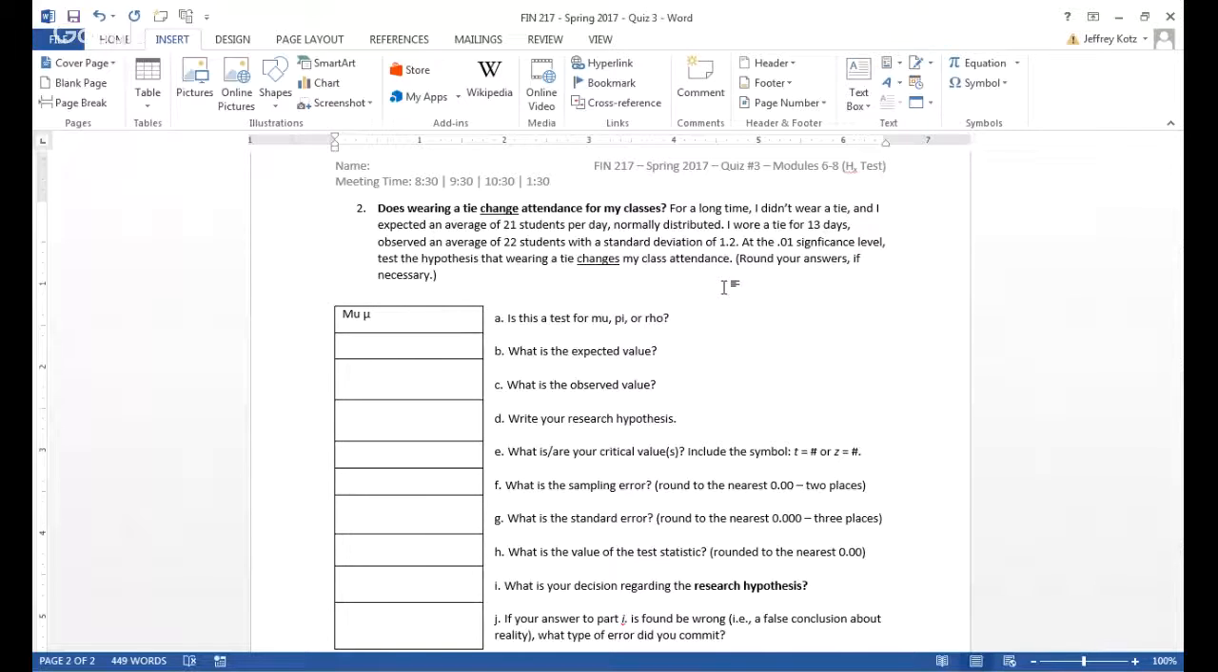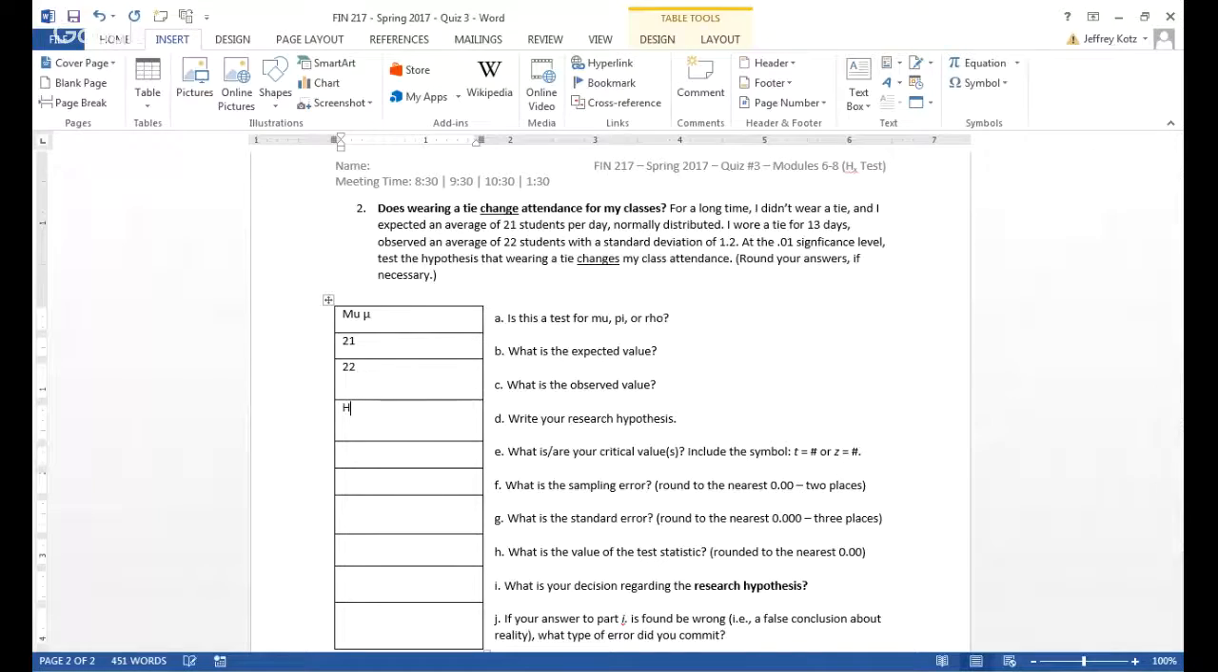Anyway, for a long time, I didn't wear a tie and had expected an average of 21 students per day, normally distributed. It's good to know that that's a normal distribution because my sample size, 13 days, is less than 30, and that's where I'm getting my standard deviation. It's important to know that the population is normally distributed, or else I can't operate under the appropriate t distribution. Is the sample bigger than 30? Nope. Better hope the population is normal, and it is. Lucky for us. The expected value is 21 students per day, but when I was wearing a tie, I got 22 per day.